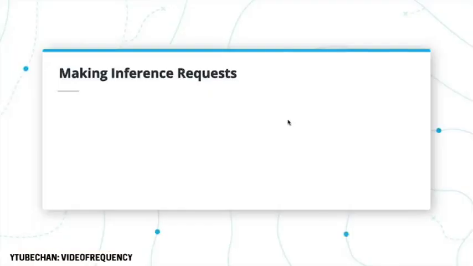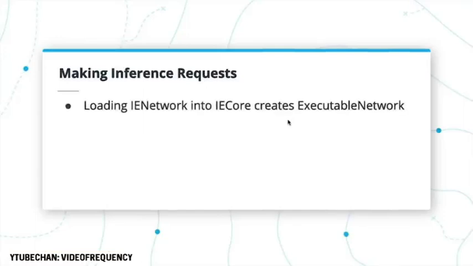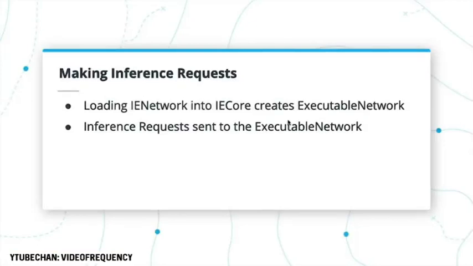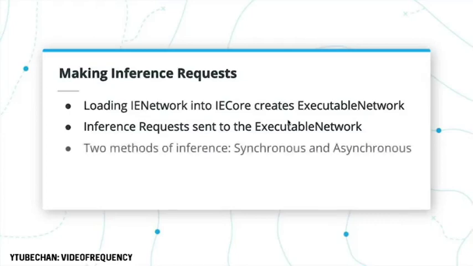Now for the real excitement, sending inference requests to the inference engine. After you load the IE network into the IE core, you get back an executable network. This is what you will send the actual inference requests to. There are two types of inference requests you can make, synchronous and asynchronous. There is an important difference between the two on whether your app sits and waits for the inference or can continue and do other tasks.